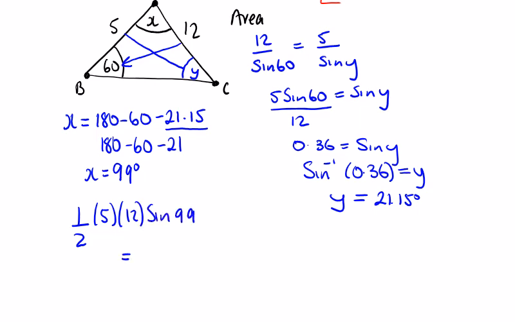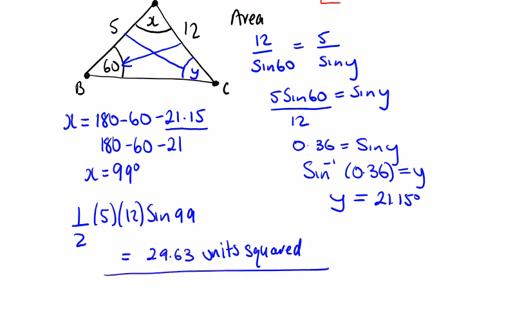Just go straight into your calculator to get the area of this triangle, and it will be in units squared if we don't have the units given to us in the question. And we get an answer of 29.63 units squared. So the derivation of the formula and the application of it, straightforward enough trigonometry.